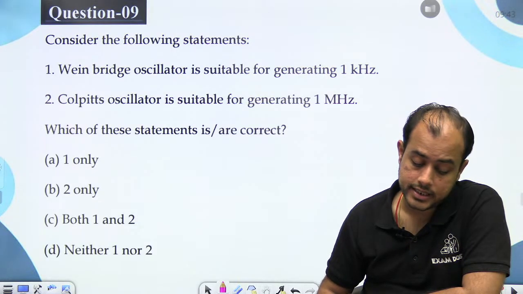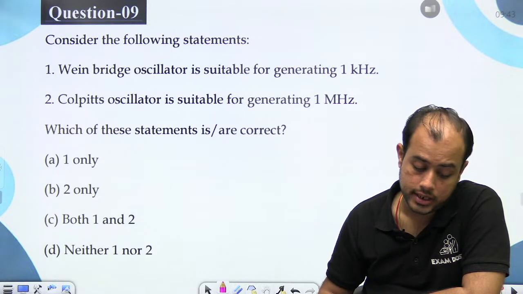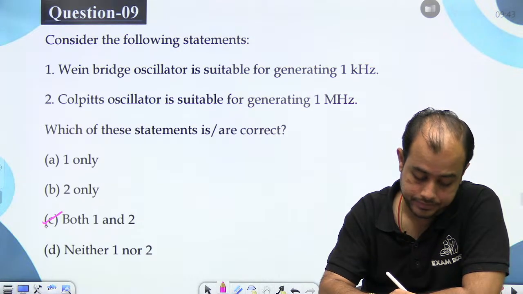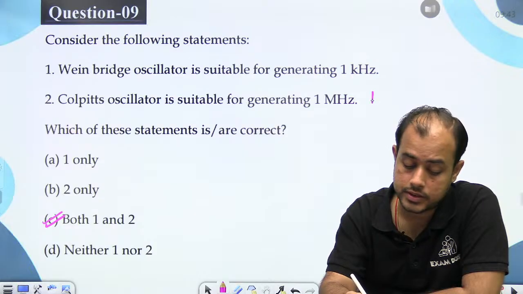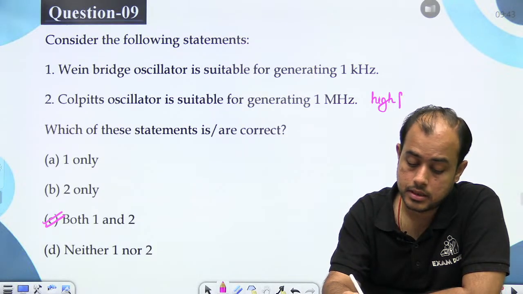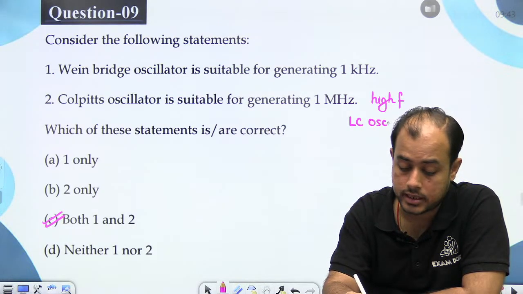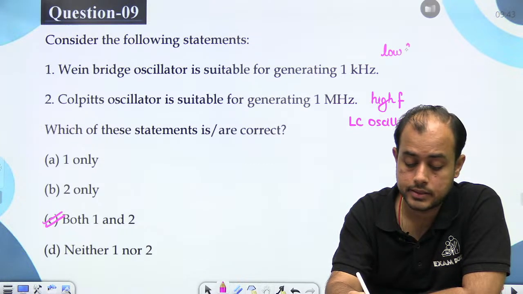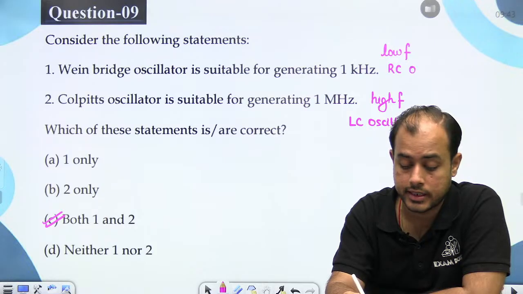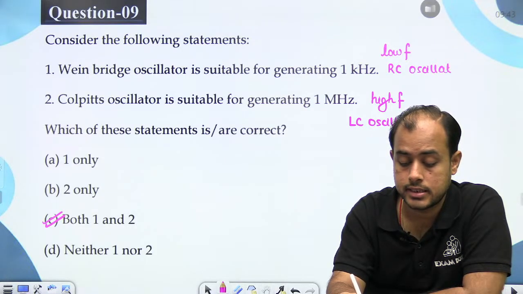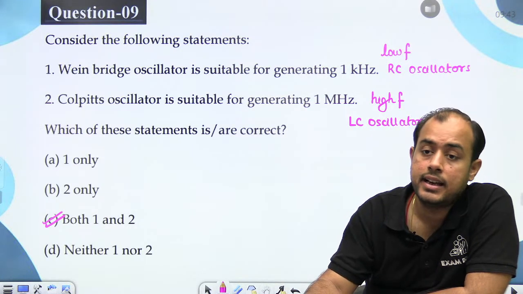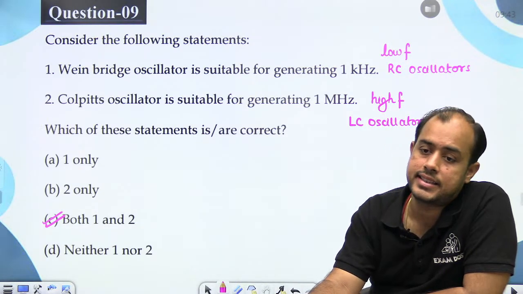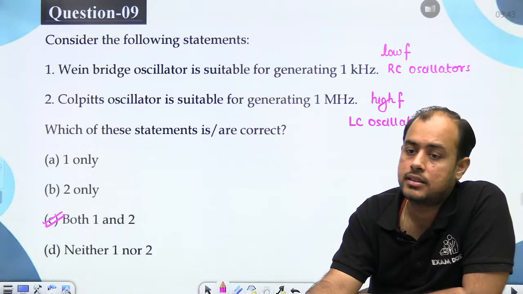Wien bridge oscillator is suitable for generating 1 kilohertz. Colpitts oscillator is suitable for generating 1 megahertz. Yes. This is used at high frequency because it is an LC oscillator. The RC oscillator is used at low frequency. So oscillators constructed using R and C are used at low frequency. Oscillators operating with L and C are used at high frequency.